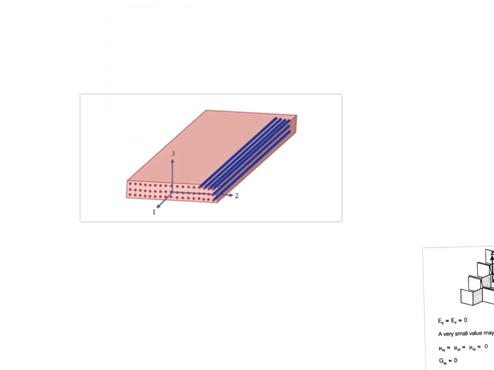Another example is human bones. There is a lot of research going on in modeling human bones with regard to prosthetics, and it is a very involved area. Researchers are modeling human bones as orthotropic materials.